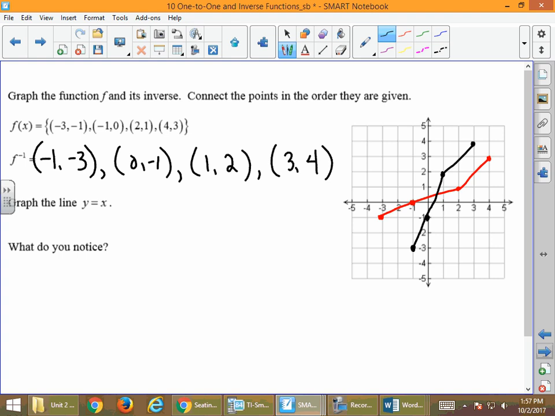And now what it says to do is graph the line y equals x. Well, our line y equals x goes from the lower left-hand corner to the upper right-hand corner, going through the point 0, 0. It is one of our parent functions that we learned. I usually graph it with a dotted line. It just depends on your teacher. We graph the line y equals x, and what do you notice, if anything?